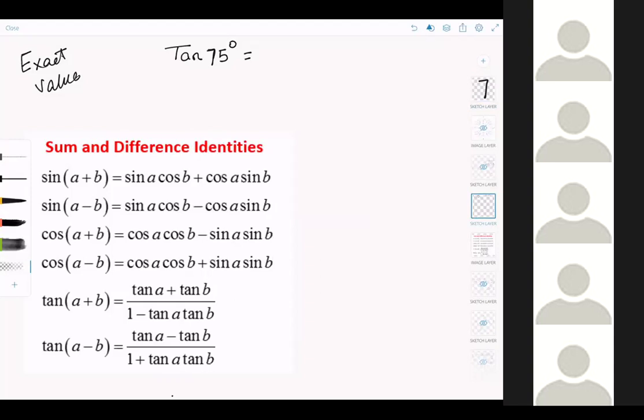Now the question is, can we come up with 75 with this formula? Yes, 45 degrees plus 30 degrees. Both of them, we know very well from the unit circle. So our job is to just relax.